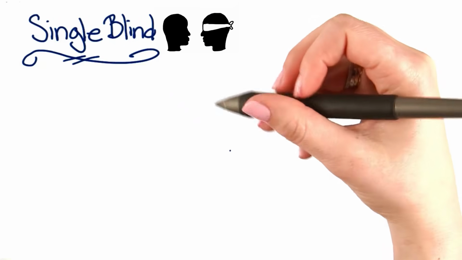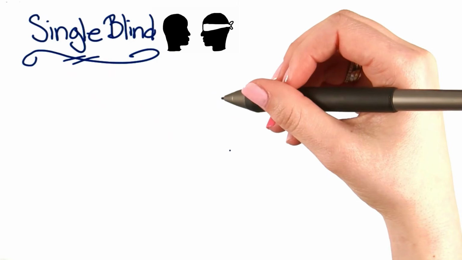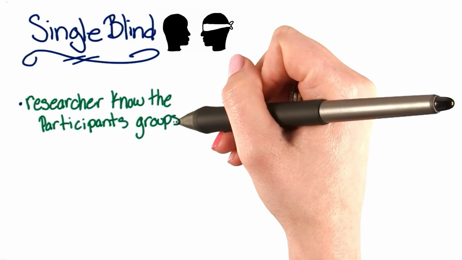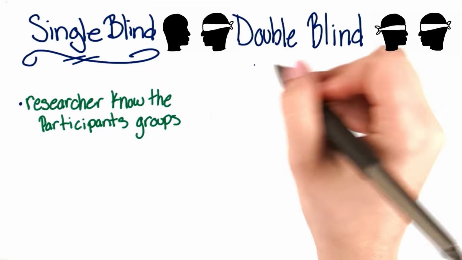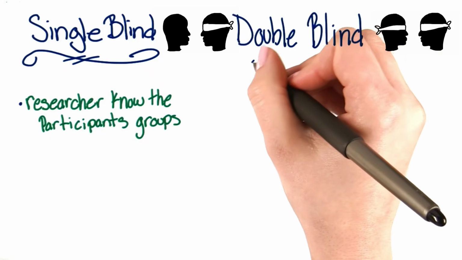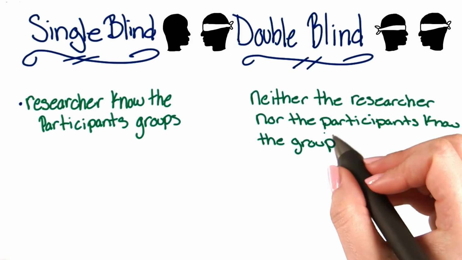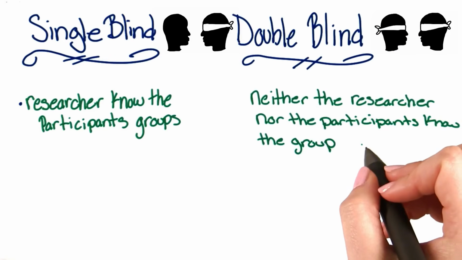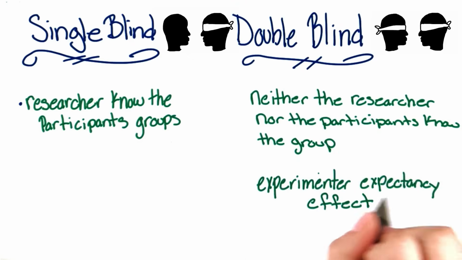So we decided to do a single blind study for our caffeine and reaction time experiment. In a single blind study, the researcher knows what group the participants are in. There's another way that we can reduce bias in a study, and that's by doing a double blind study. In a double blind study, neither the researcher nor the participants know what group they're in. This will further reduce bias by controlling for experimenter expectancy effect.